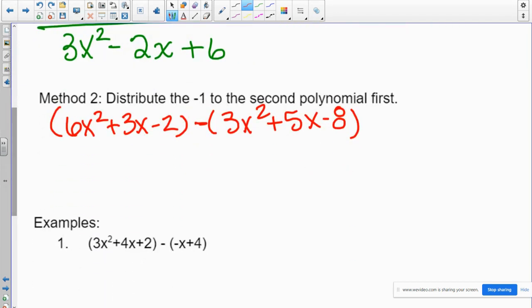Is distributing the negative, or the negative 1, to the second polynomial first. So that looks like this. You're going to distribute here, and that gets rid of the negative, which then makes it a positive, so then you don't have to worry about forgetting about the subtraction.